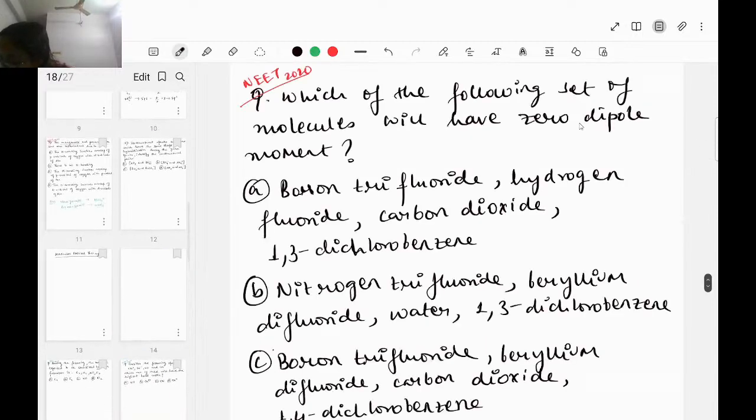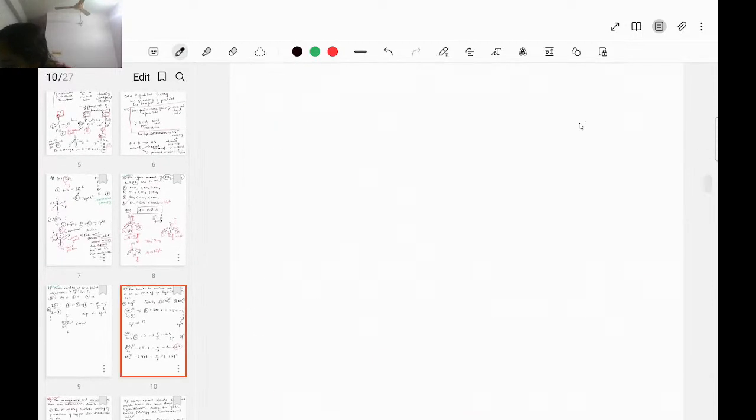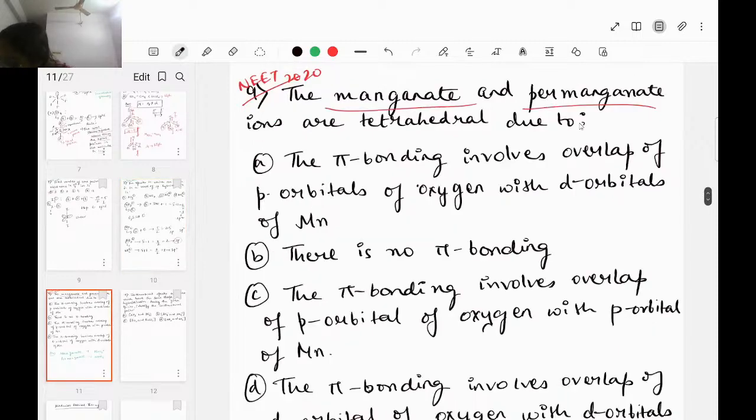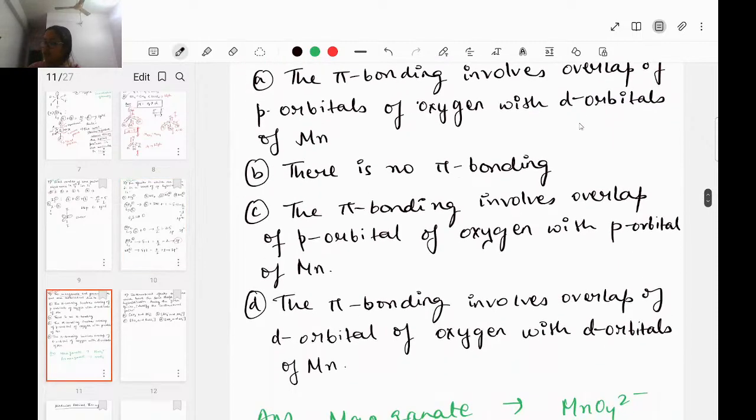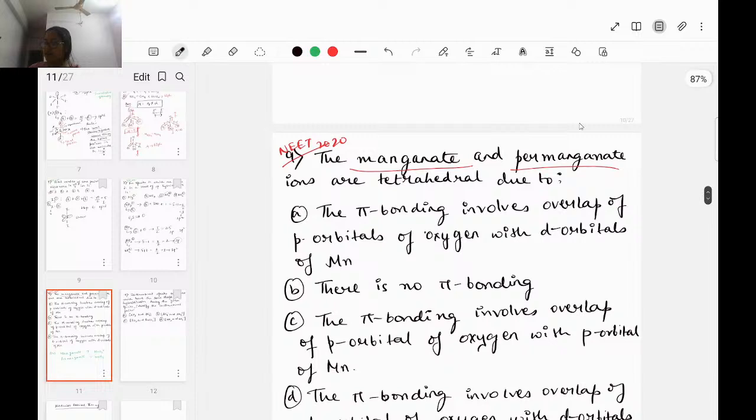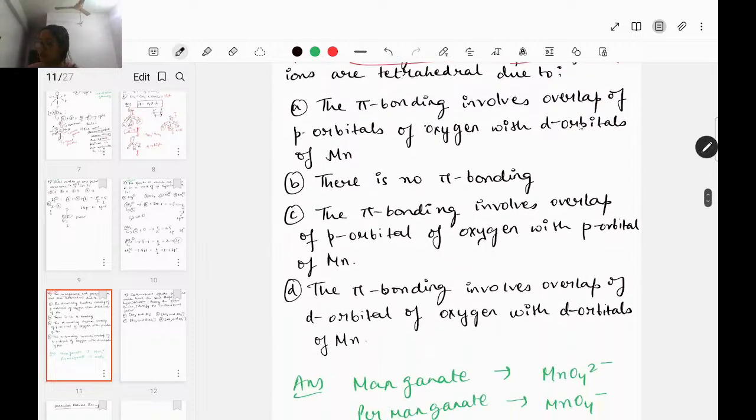The question was why they are tetrahedral. The reasons are given. Let us read them out. The pi bonding involves overlap of p orbitals of oxygen with d orbitals of manganese. There is no pi bonding. The pi bonding involves overlap of p orbital of oxygen with p orbital of manganese, and the pi bonding involves overlap of d orbital of oxygen with d orbitals of manganese.